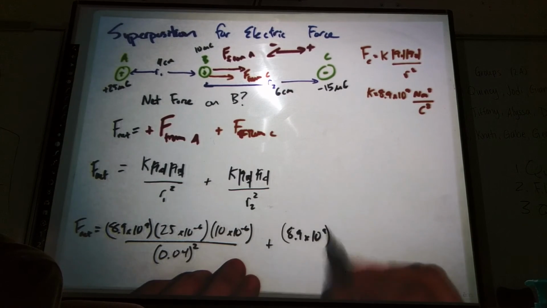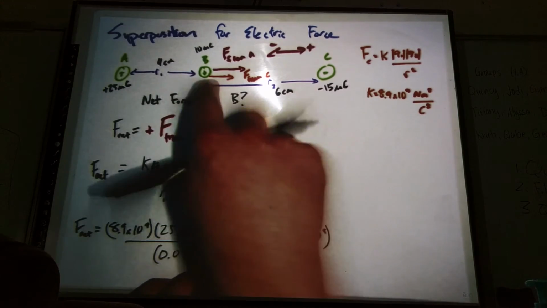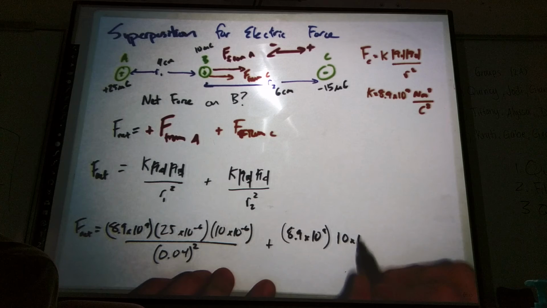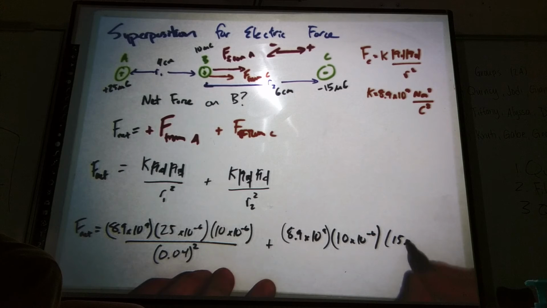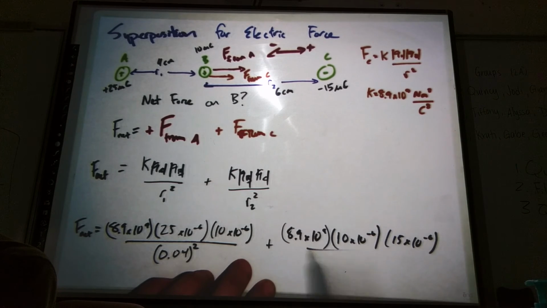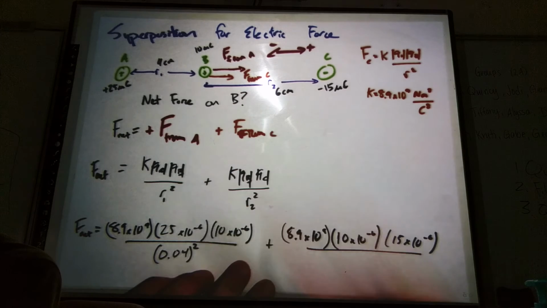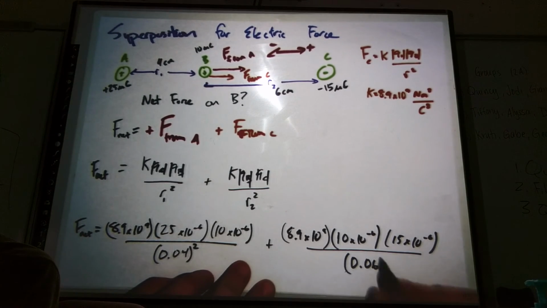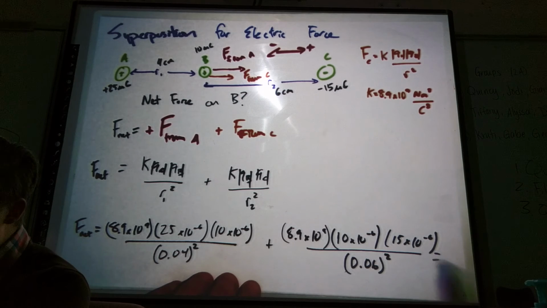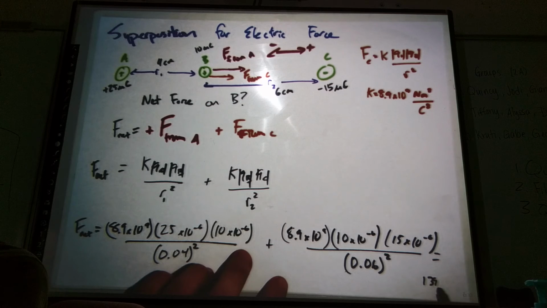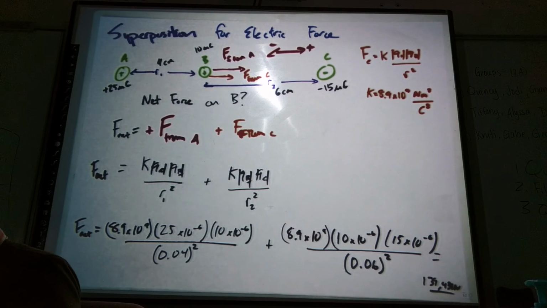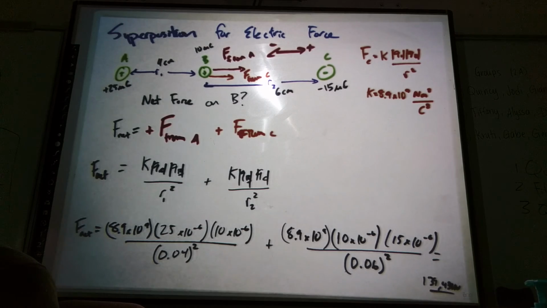10 to the 9, this is K. My first Q, 10 times 10 to the negative 6. Here's my second Q, 15 times 10 to the negative 6, because it's a microcoulomb. R2, well, that's 6 centimeters, so 0.06 squared. All of that comes out to some value like 139,439 newtons. That is a heck of a large force. And that would be quite the magic on your calculator.